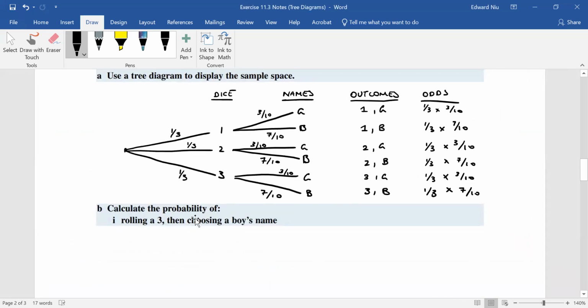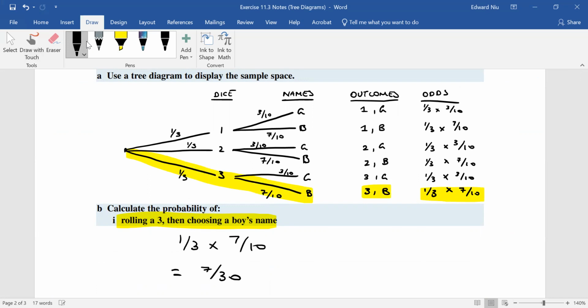Question B, calculate the probability of rolling a 3, then choosing a boy's name. So rolling a 3, choosing a boy's name. So the branches that we go down is this one. So we see the odds are going to be 1 on 3 times 7 on 10, which is going to be 7 on 30. Okay.